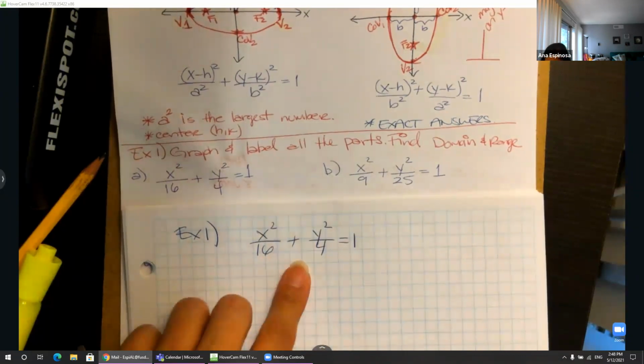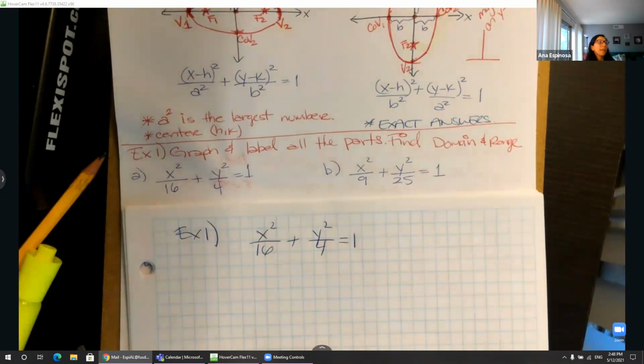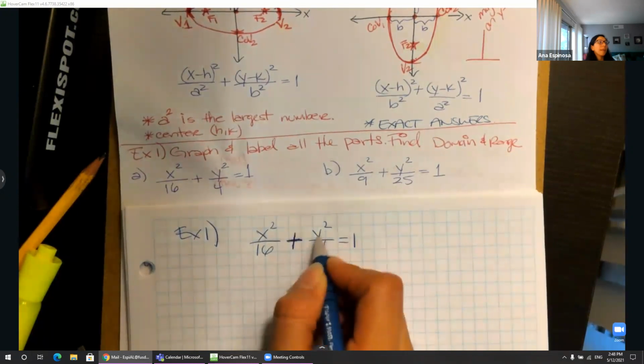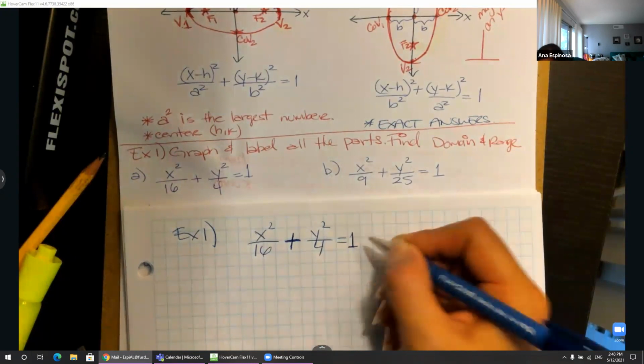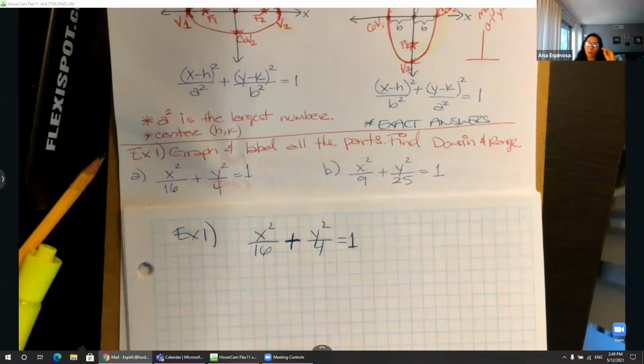Okay, that is an ellipse. How do I know it is an ellipse? Number 1, because it's got a plus in the middle, okay? Number 2, it's got both variables squared, just like a circle, okay? And number 3, it's equal to 1. Those are the 3 things that distinguish it from a circle and from a parabola.